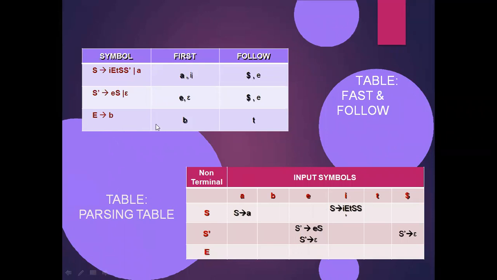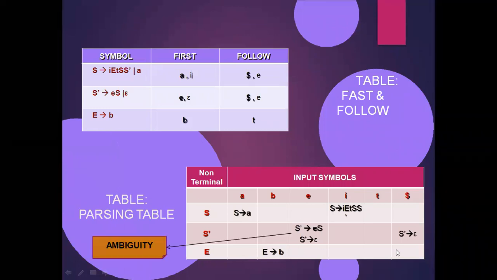And E tends to B. First of E is B. At the place of input symbol B, just fill the cell with E tends to B. Now, what is this ambiguity? It means two entries at one cell. Here we get an error. What error is it? A conflict that occurs in an LL of 1 grammar. Therefore, these types of grammars are not LL of 1 grammars.